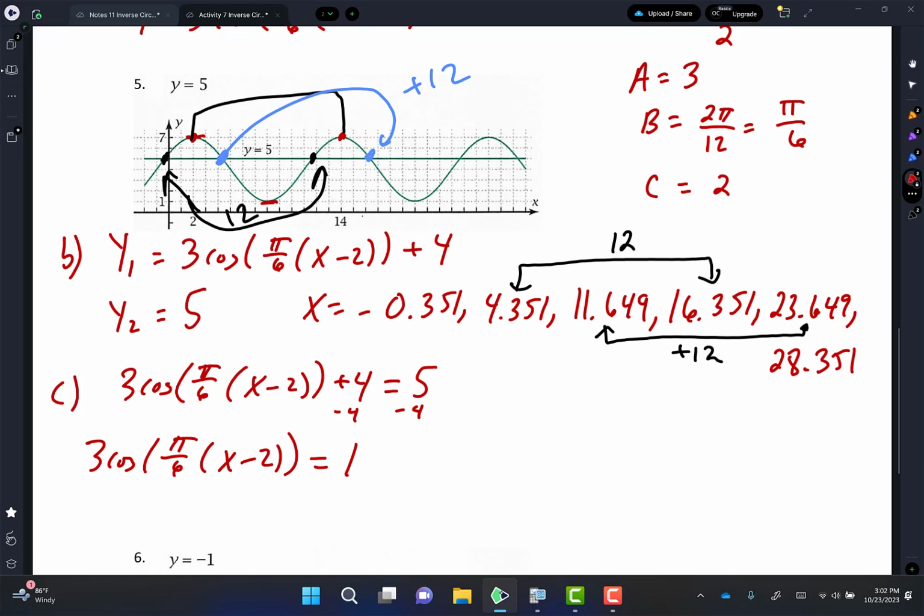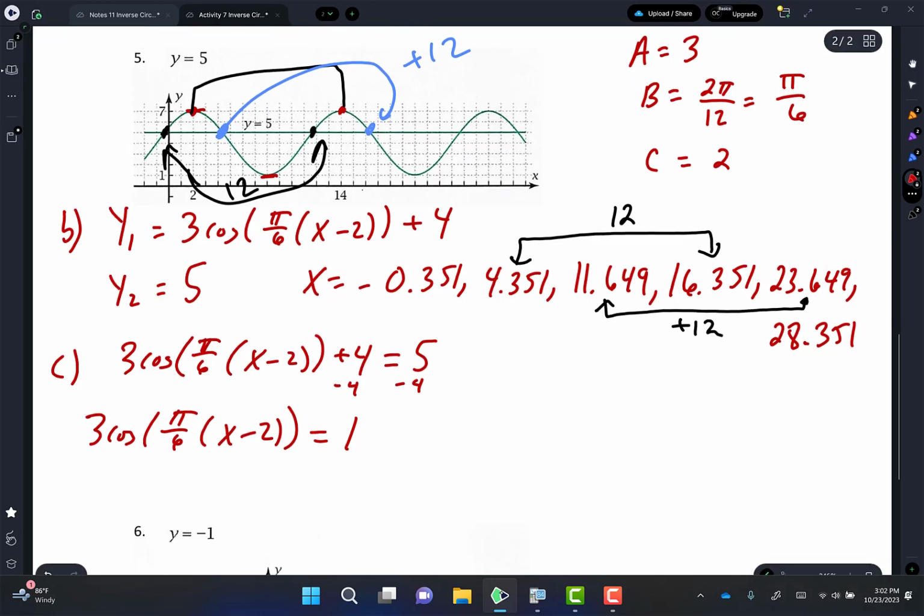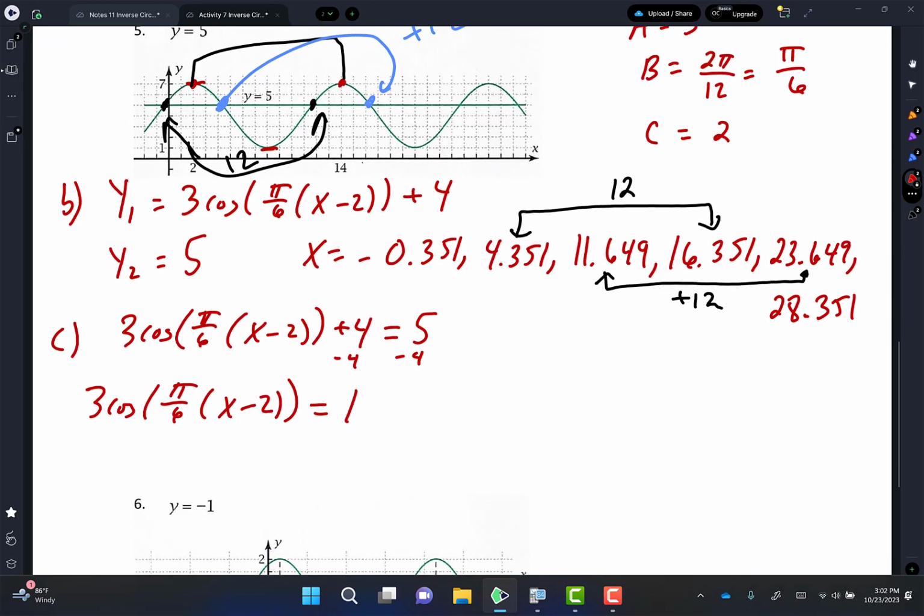I have 3 times cosine. So I want to get rid of the 3. What am I going to do? Yeah, divided by 3. Divided by 3, guys. Cosine pi over 6 parenthesis x minus 2 close equals 1/3. And I'm going to start writing over here. I divided by 3. And I'll slow down.